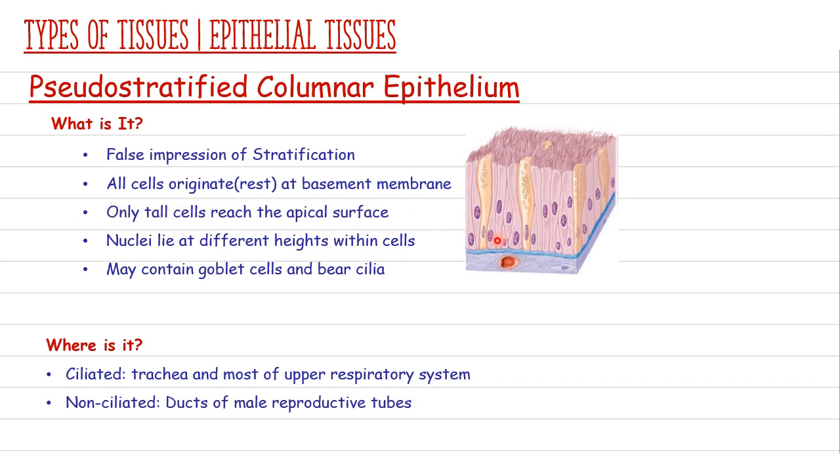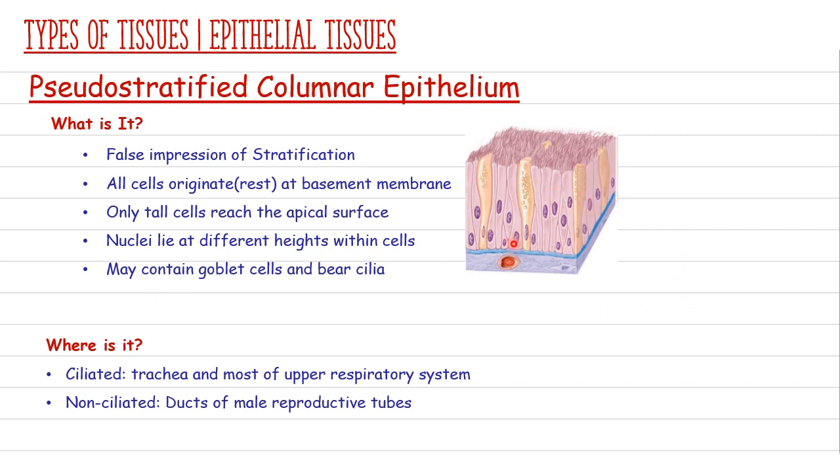Also, all of the cells originate from the basement membrane, but not all of them reach the top. Some of the cells, as you can see here, start from the basement membrane but terminate at the middle of the tissue. Only a few cells reach the top in some tissue. So as I stated, the nuclei lie at different levels, so you might think they are stratified.